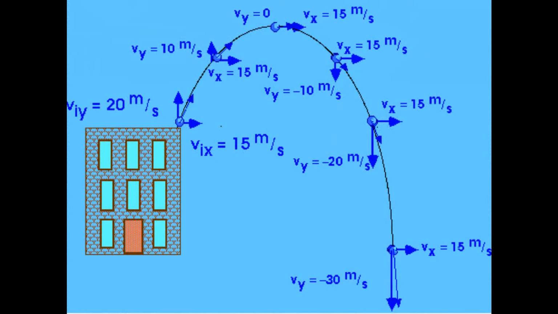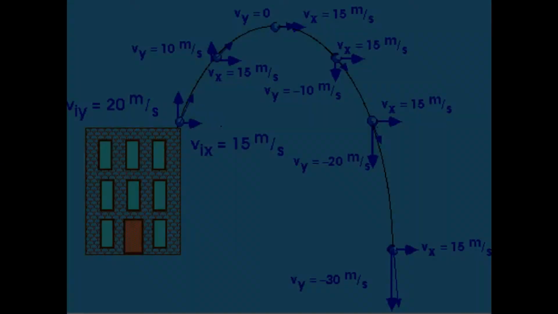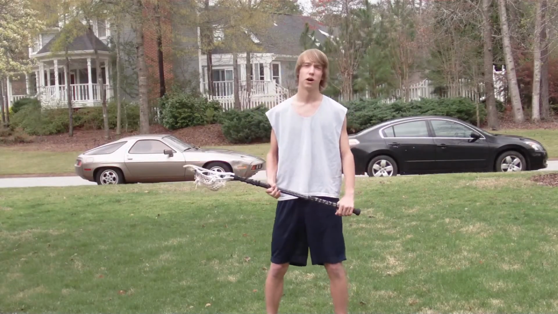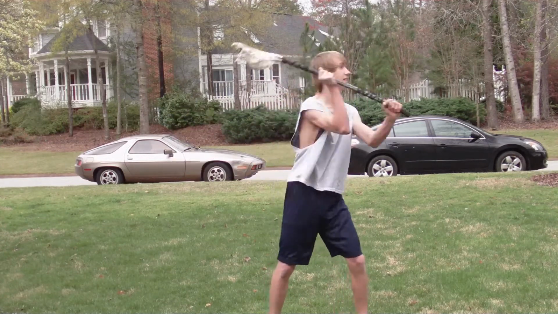One thing to remember though is that the rules for projectile motion only apply when air resistance is not present, like in a vacuum. Now we're going to explore how launch angles affect the motion of an object.